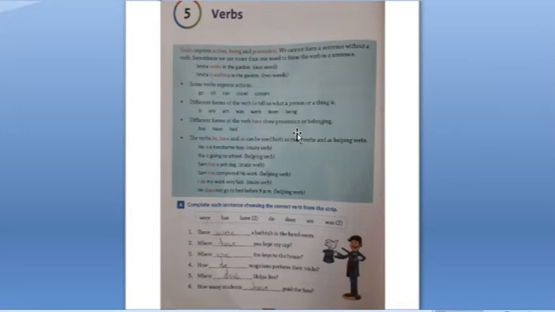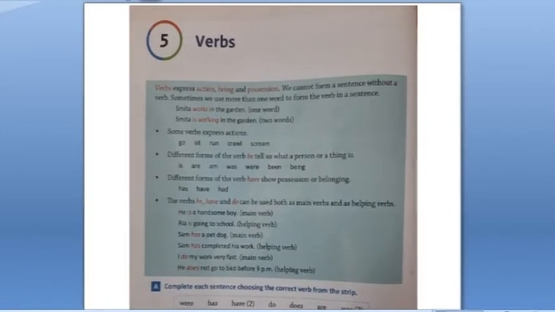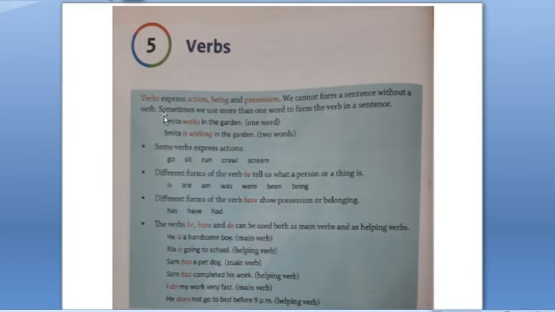Today we are going to start our fifth chapter, verb. So here in this chapter, just take a look at the definition. What is a verb? A verb expresses action, being and possession. We cannot form a sentence without a verb. Sometimes we use more than one word to form the verb in a sentence.